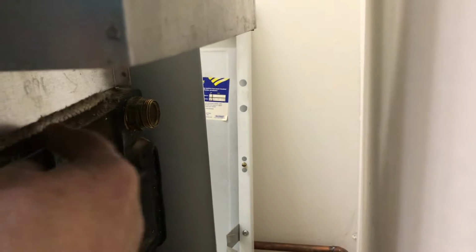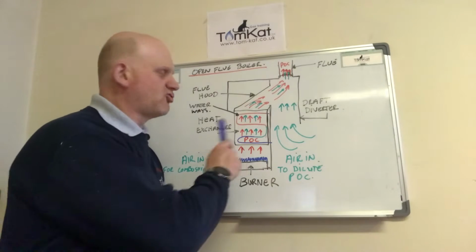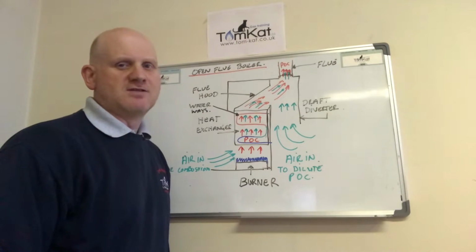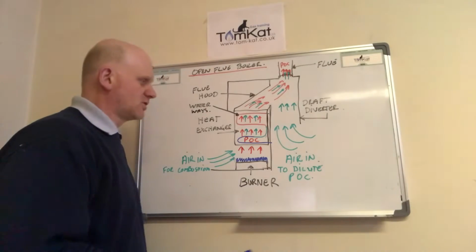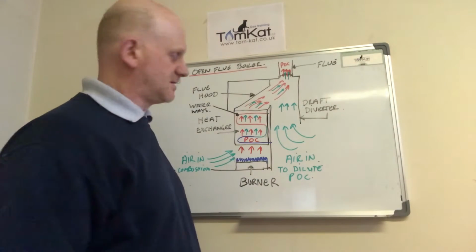But this is where any downdraft would come in and wouldn't go in through to the boiler there to affect the back and the burner. Now let me try and explain how this draft diverter works with the aid of this drawing. Sorry about the crudity of the drawing, but hopefully you'll be able to understand this.